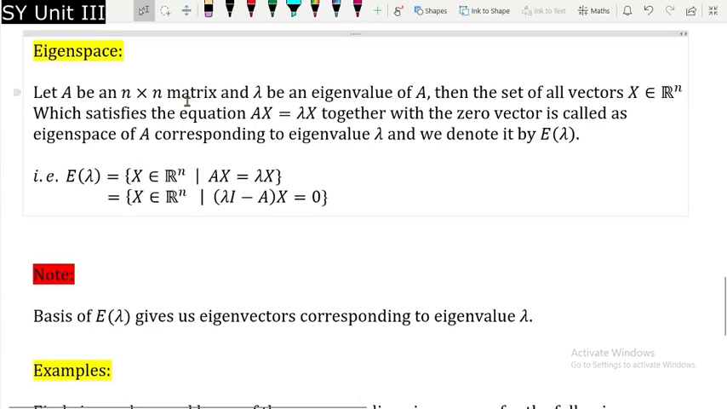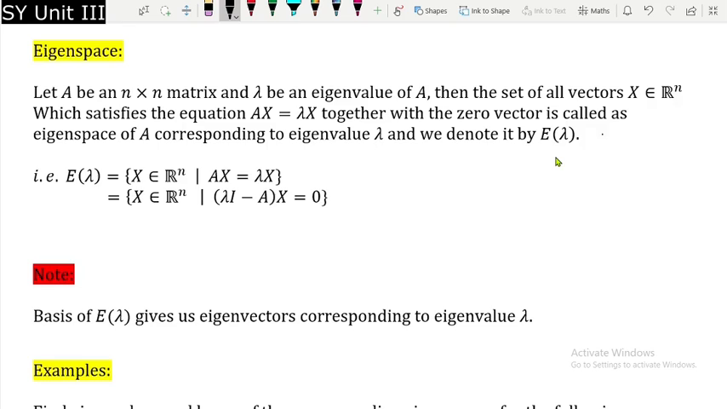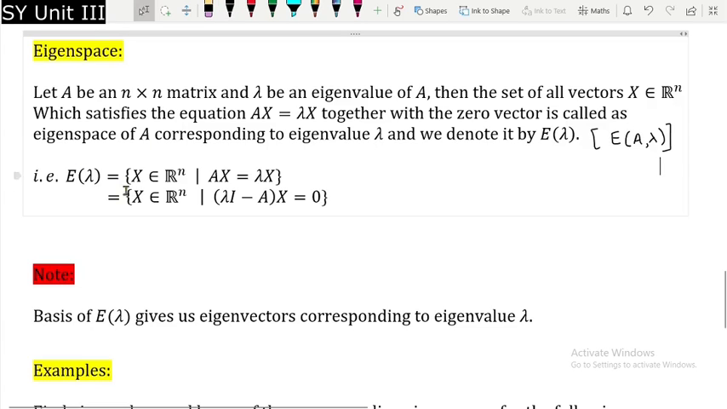So let A be a square matrix obviously, and lambda be an eigenvalue of A. Then the set of all vectors which satisfies the equation Ax is equal to lambda x, remember, together with the 0 vector, this is important, is called the eigenspace of A corresponding to eigenvalue lambda, and it is denoted by E of lambda, or sometimes also by E of A lambda. That is nothing but E of lambda is the set of all x belonging to R raised to n such that Ax is equal to lambda x.